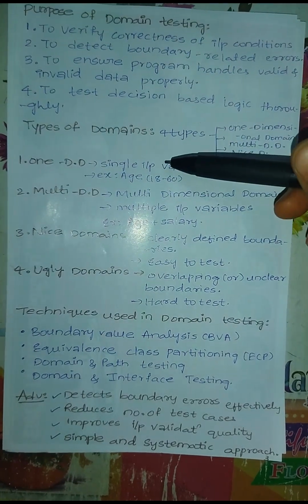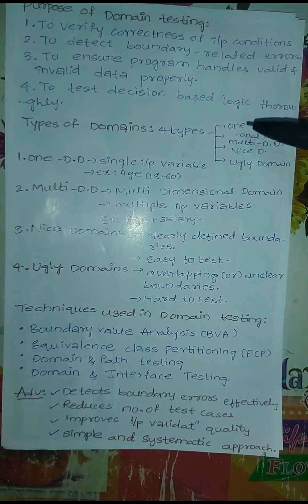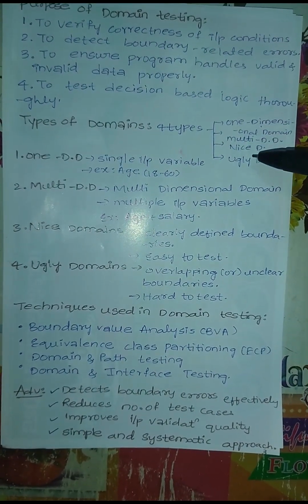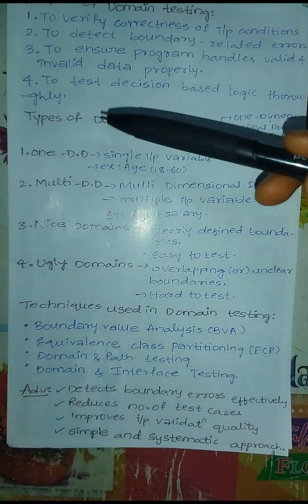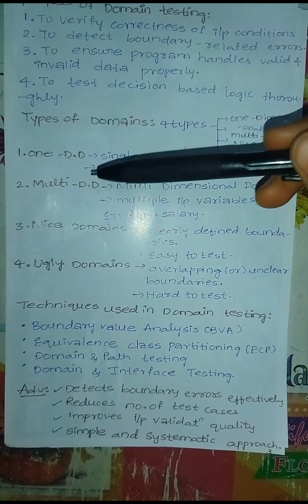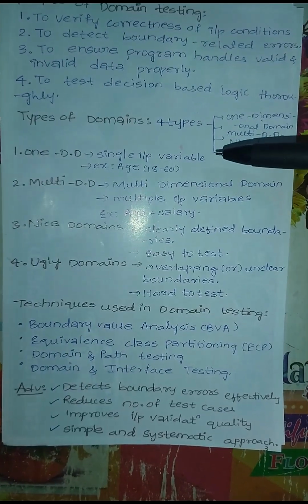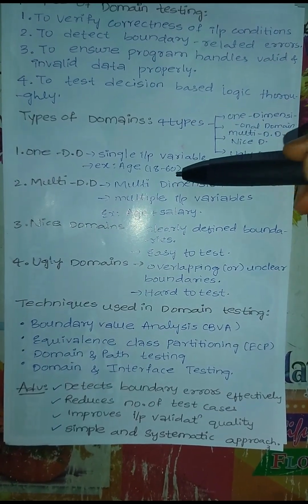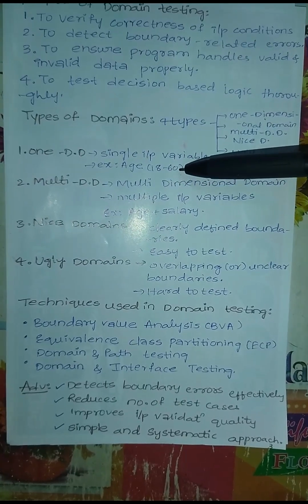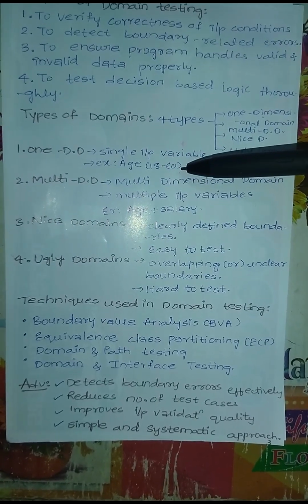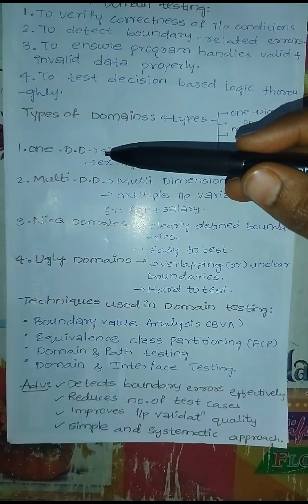We have four types of domains: one dimensional, multi-dimensional, nice domain, ugly domain. One dimensional domain is used with a single input variable, like this example, age 18 to 60. It is a single input variable used in the one dimensional domain.